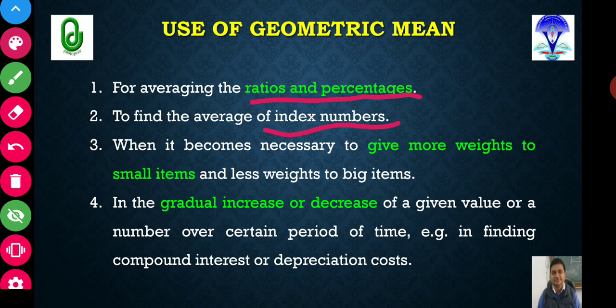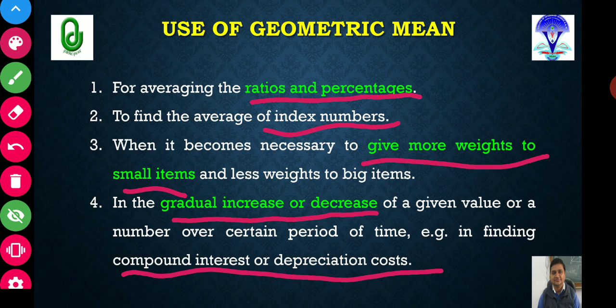Then, when it becomes necessary to give more weight to small items, that is, to give more weight to small changes and avoid the big changes, you find the geometric mean. Also in gradual increases or decreases, that means small changes of a given value over a certain period of time, for example in finding compound interest or depreciation, you can use the geometric mean.